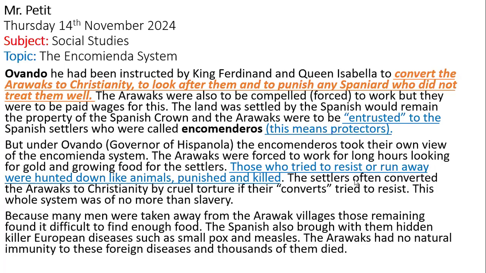What are some diseases that the Europeans, the Spanish, brought with them? Smallpox and measles. Measles, very good. Smallpox and measles. Okay. What happened if the Arawaks did not want to be converted to Christianity? They were going to get killed. They were going to get what? Killed. They were going to get what? Tortured. Tortured.